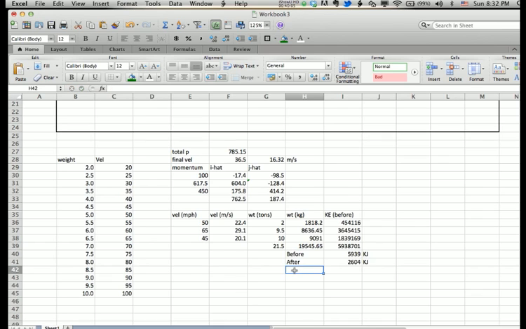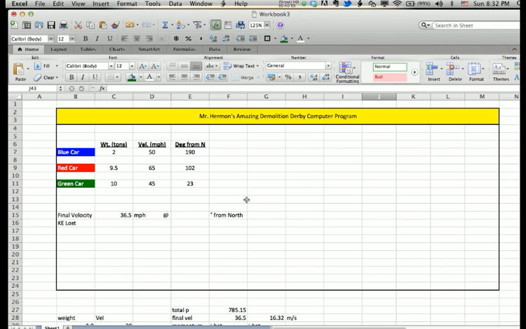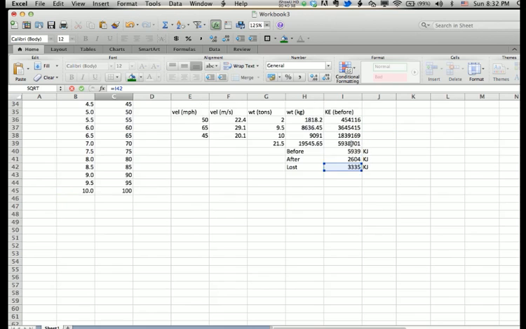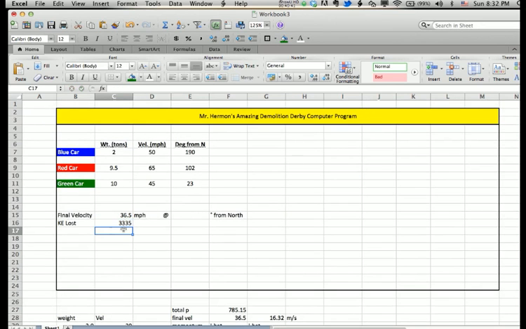So lost would be equal to this cell minus this cell. There's my lost kilojoules, which is one of the things we needed to put up in our interface. So kinetic energy lost equals, what was it, this one? Kilojoules.